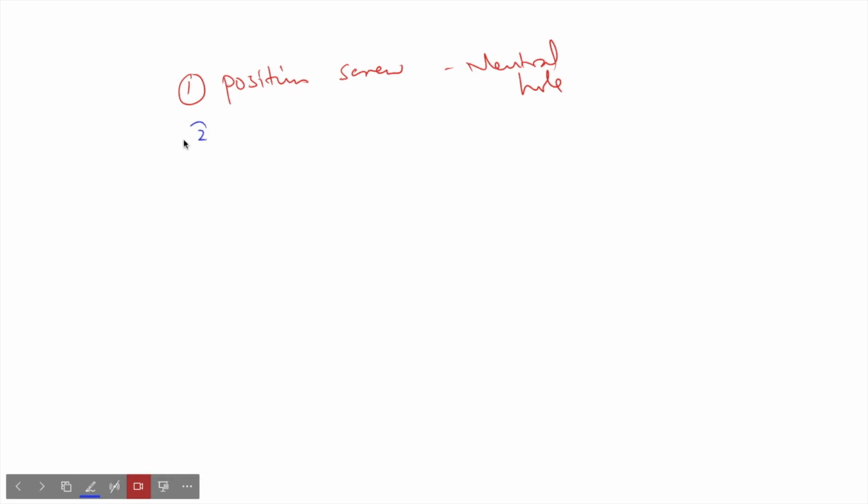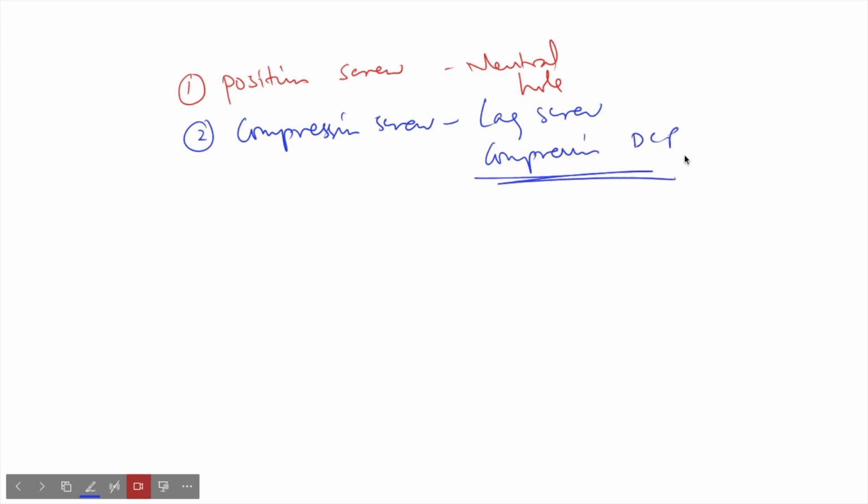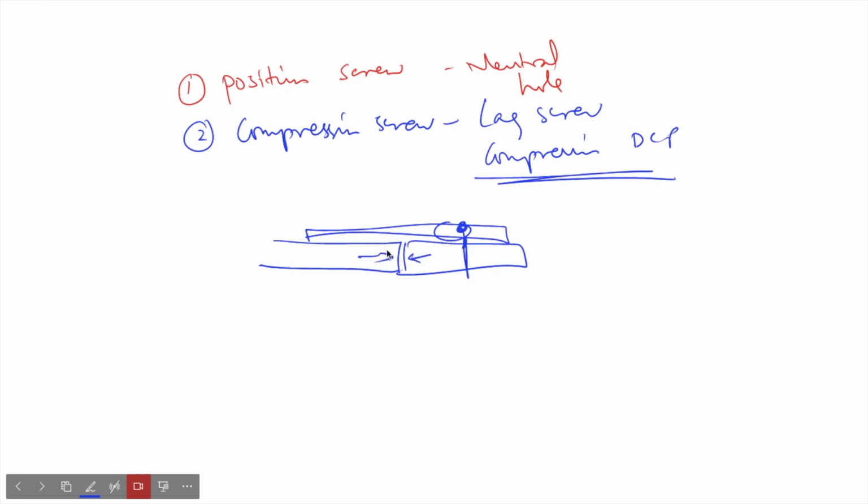You can use the screw as a compression device, compression screw. Where do you use it as a compression screw? You can use it as a compression screw in lag screw technique and in the compression position of a DCP, where you apply it eccentric and away from the fracture site. So when you apply it away from the fracture site, it can cause compression of the fracture, and this is in compression mode where you apply the screw.